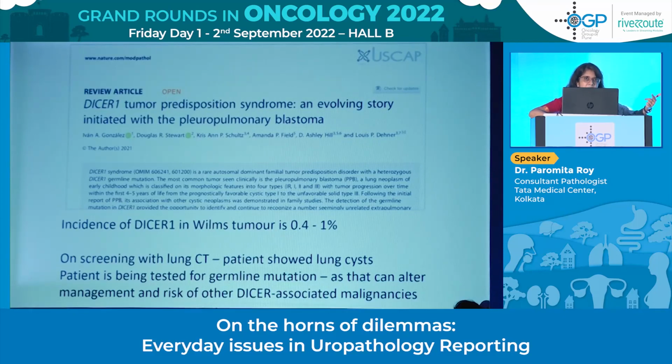We screened the patient, and she turned out to have lung cysts. The patient also has a sibling, so it will affect management in the sibling. We have sent the case for germline testing.